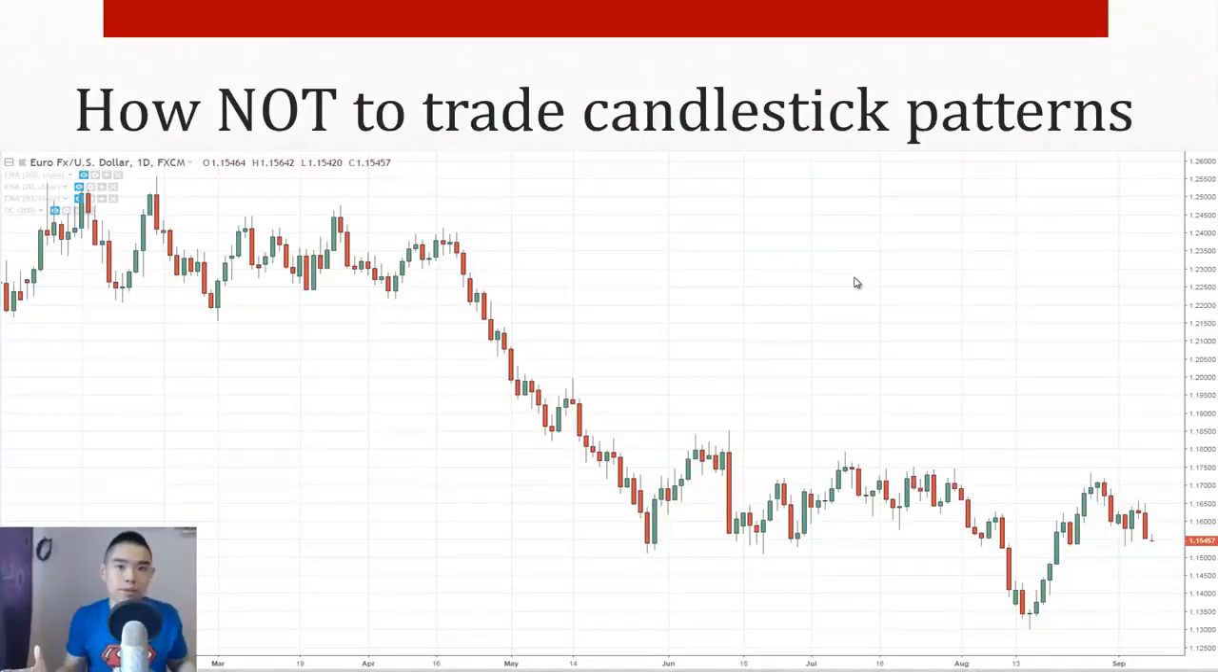How do you not trade candlestick patterns? Because this is a mistake that I see many new traders make. As I've said earlier, if the candle is green, it means bullish. If the candle is red, it means bearish, the price closed lower.